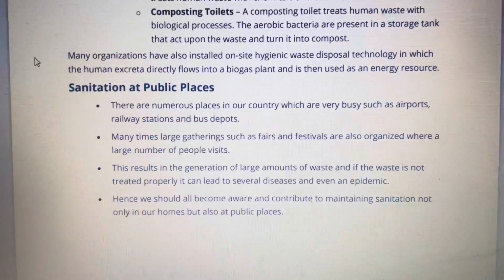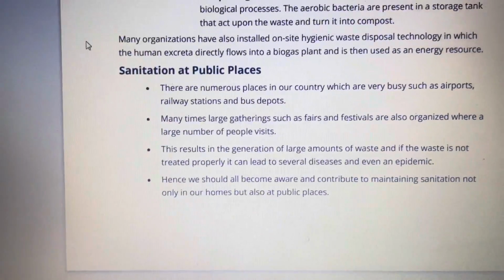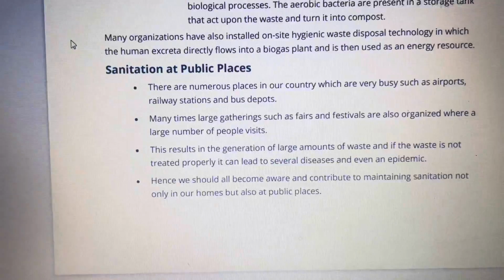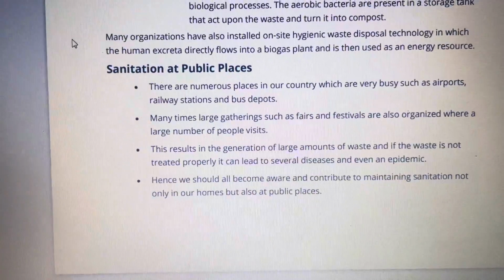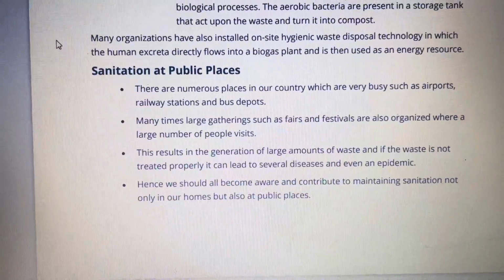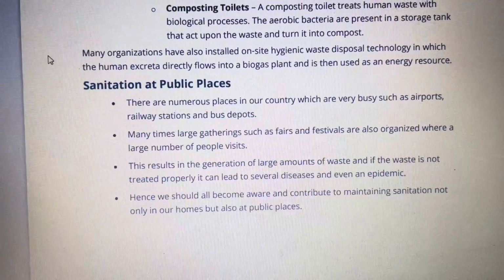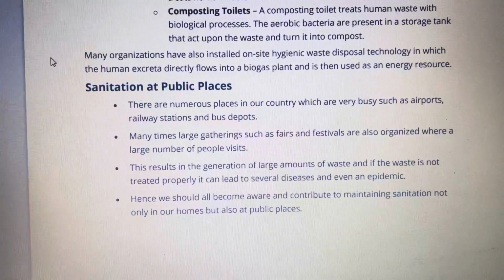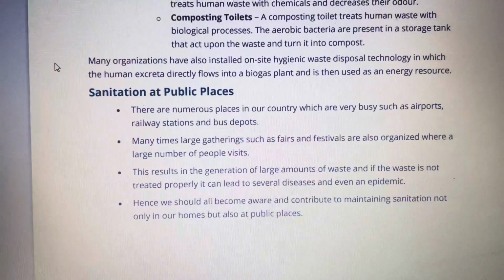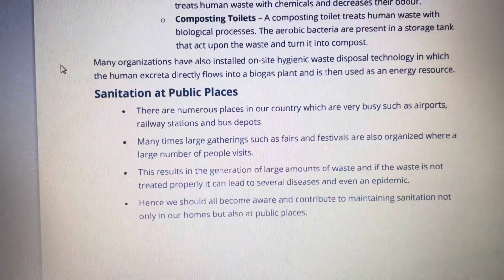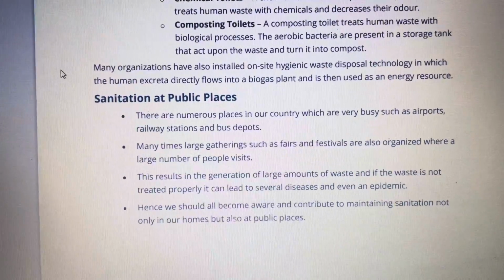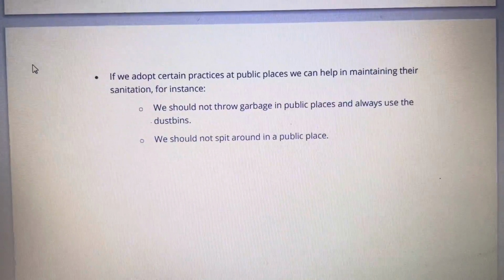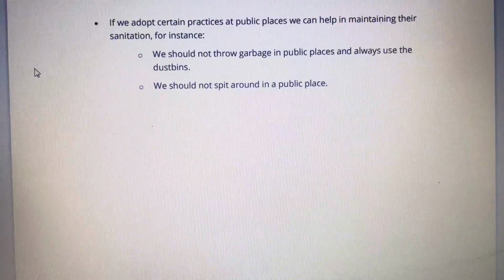Sanitation in public places. How can we sanitize at public places? There are numerous places in our country which are very busy, like railway stations, bus stops, airports. Many large gatherings such as fairs and festivals are also organized where a large number of people visit. This results in the generation of a large amount of waste, and if the waste is not treated properly, it can lead to several diseases, even epidemics like corona. Hence, we should all become aware and contribute to maintaining sanitation, not only in our household but in public places. If we adopt certain practices in public, we help to maintain sanitation.